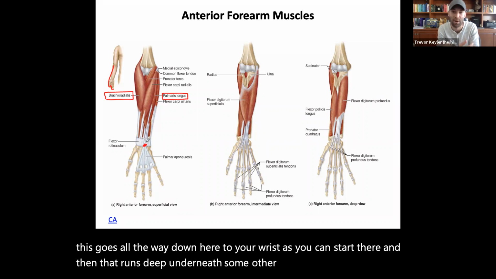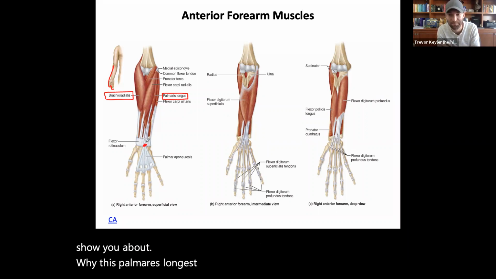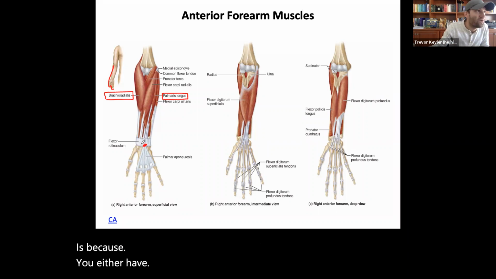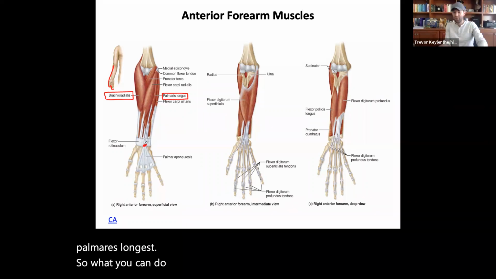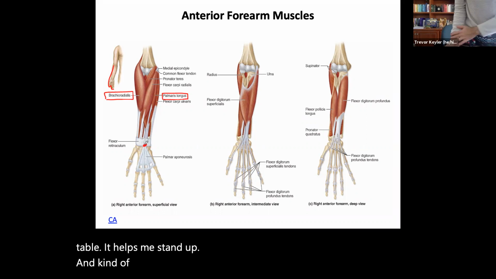But what I wanted to show you about why this palmaris longus is cool is because you either have one or two of these tendons here within your wrist associated with this palmaris longus. So what you can do to check this out is you can put your hand under the table. It helps if you stand up and kind of pull or push up, and you can feel along your wrist whether you have one ridge or two.